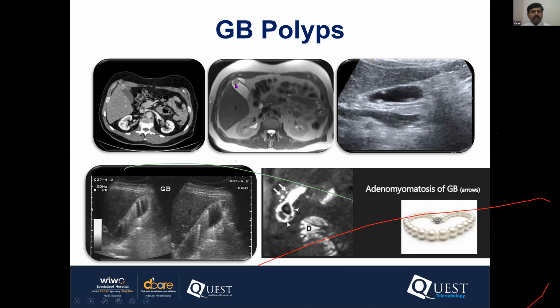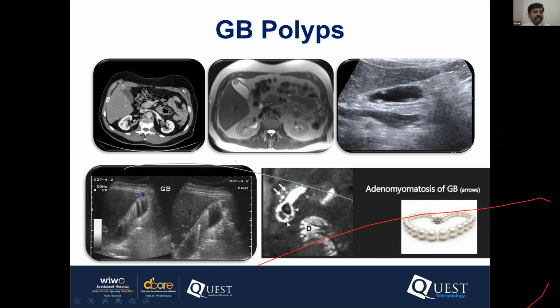And one thing to be noted is that the gallbladder polyp will not move, whereas the calculi in the gallbladder will be mobile in most cases. The gallbladder polyp will not move, and it is also again in the non-dependent position. It can be very well visualized.